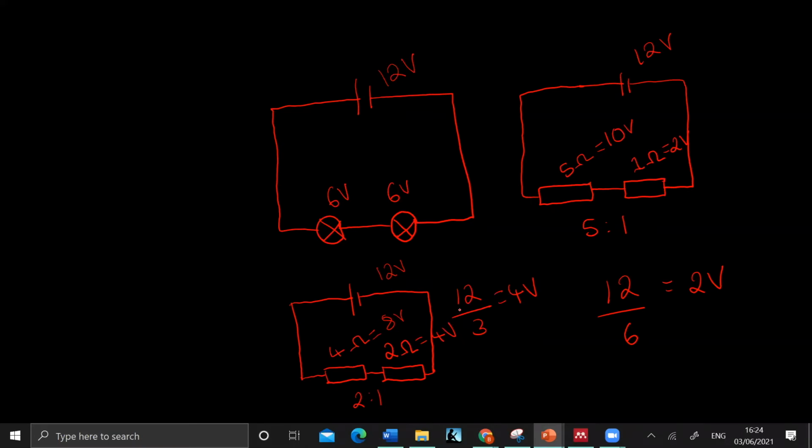So if components are not identical, they'll draw different voltages, just in that ratio. It can be useful in applications later on at A-level, things we call a potential divider. We just need to know that point.